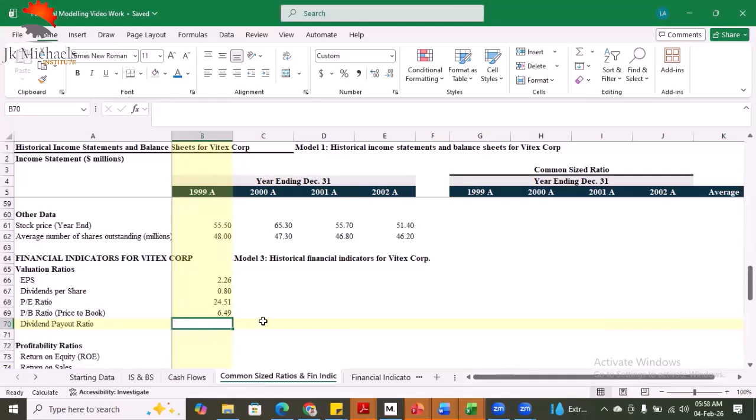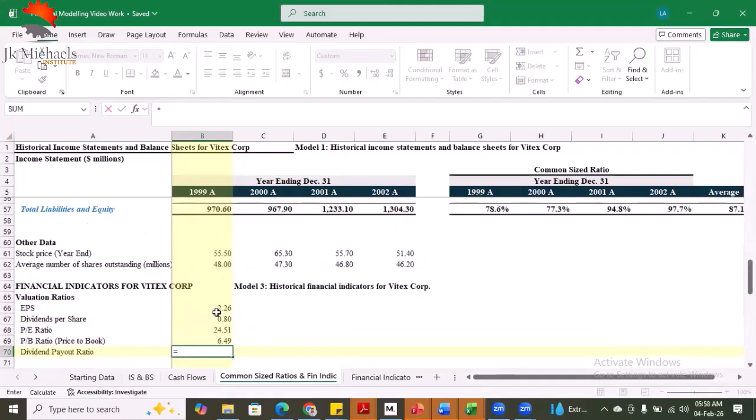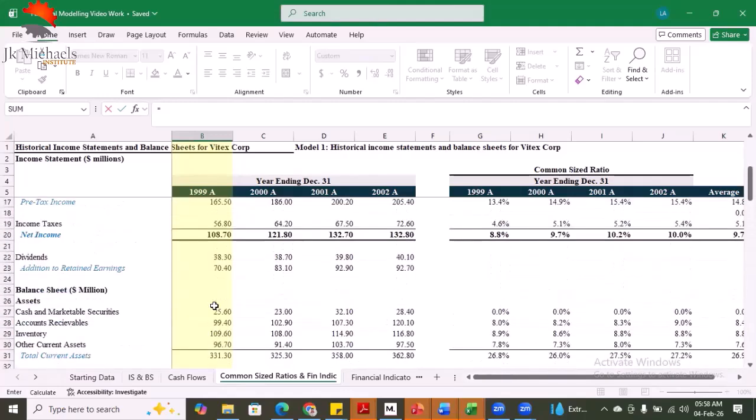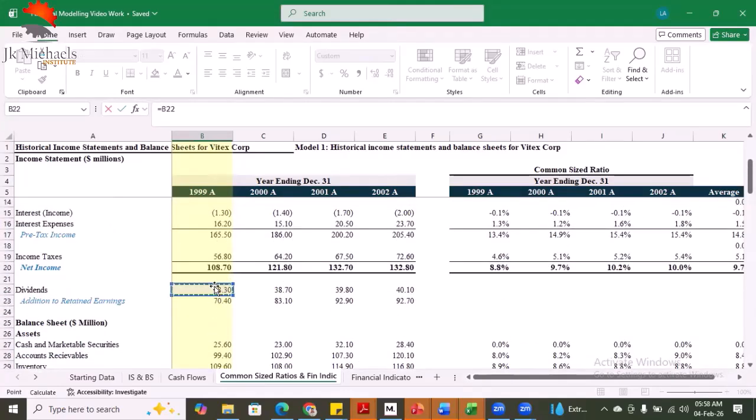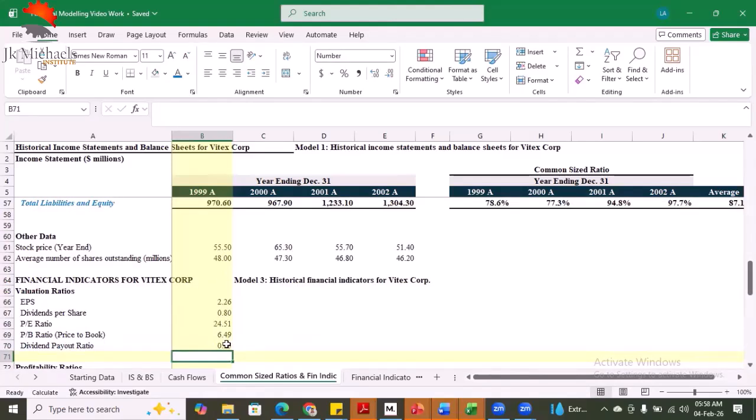6.49. And then we have dividend payout ratio. What percentage of dividend is paid out of net income? So the dividend paid is what percentage of the net income? Very simple. We divide it by our net income and we get 35%. So that's dividends payout as a ratio of the total net income. So what that means is that 35% is paid out as dividend and about 65% is replowed in as retained earnings. So these are all our valuation ratios.